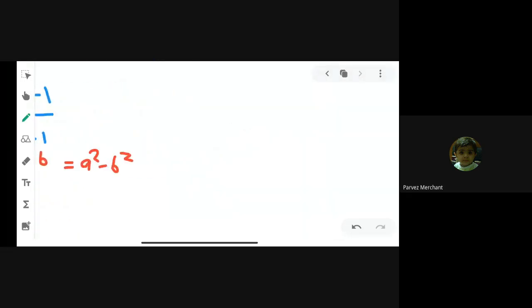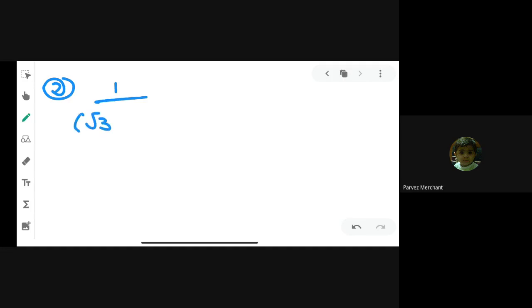Now you can see I am giving you one more example. If we have 1 upon root 3 minus 1 and root 2 plus root 5, for example, like this we have irrational numbers. You can see that root 3, root 2 and root 5 are irrational numbers and these numbers are in the denominator. So we are doing rationalization.